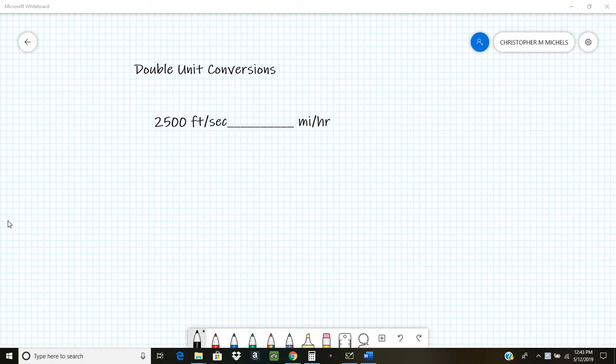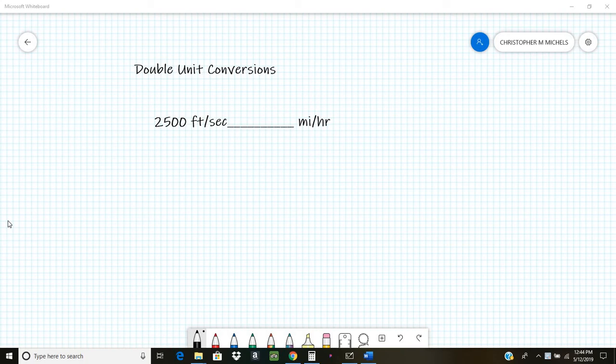What I want to show you here is how to do double unit conversions. The only difference between these and the other unit conversions we did is now you have a second unit to account for. So right here I got one of the more classic double unit conversion problems: 2,500 feet per second is what in miles per hour.